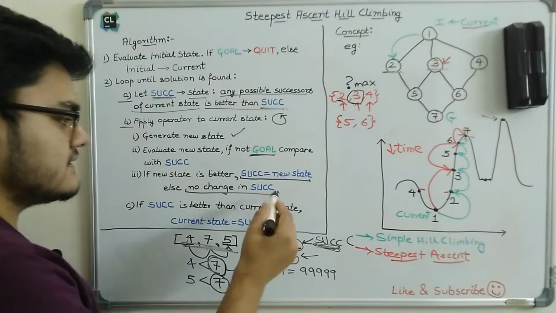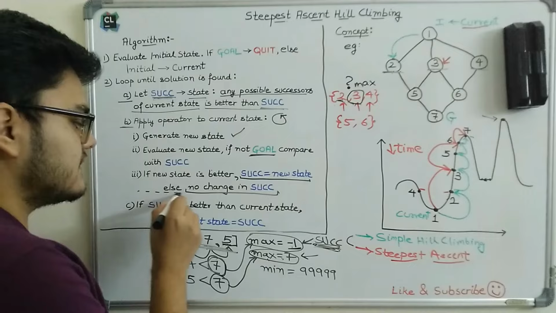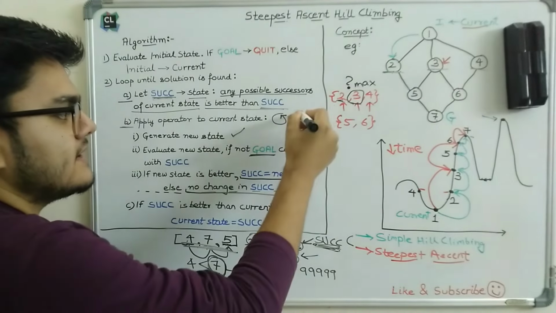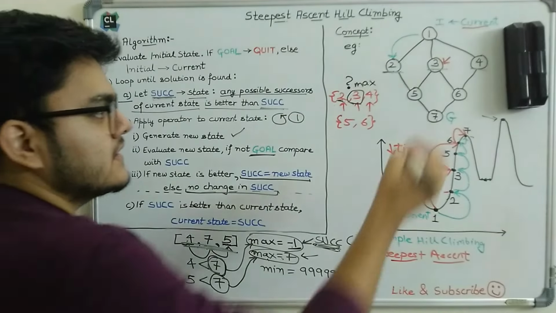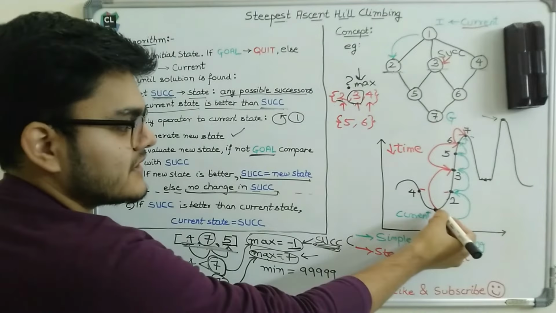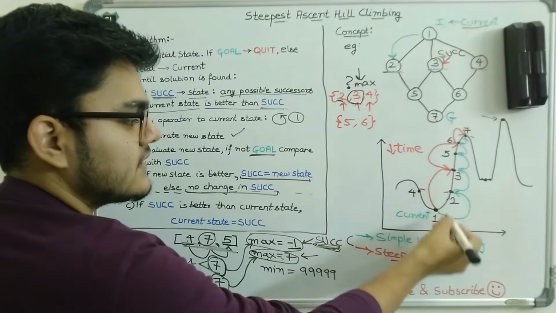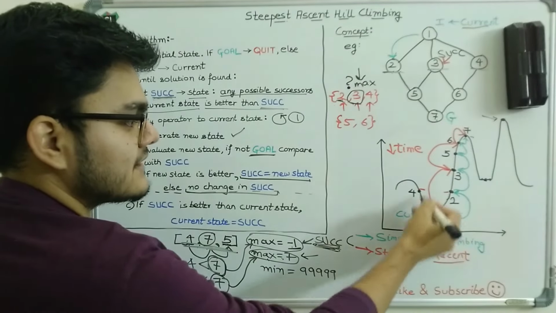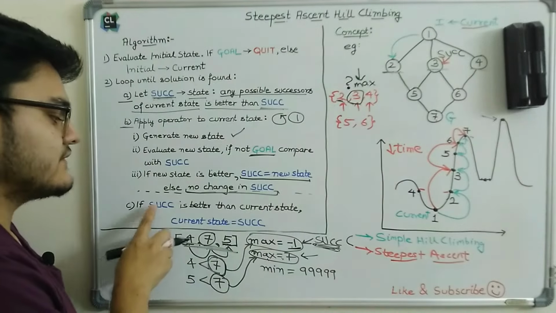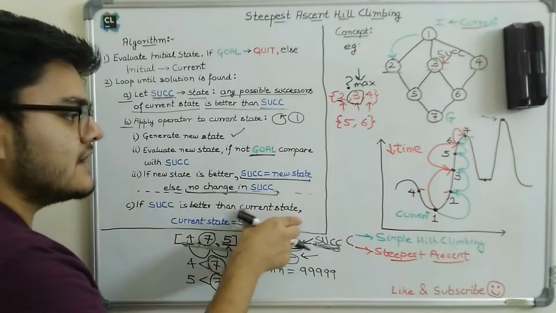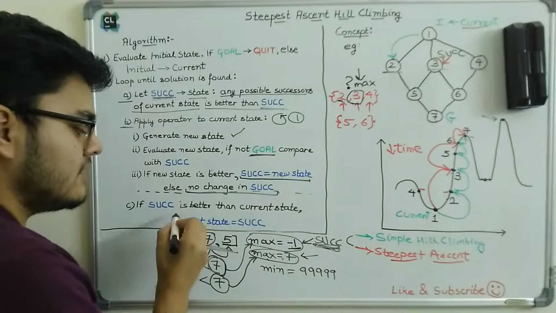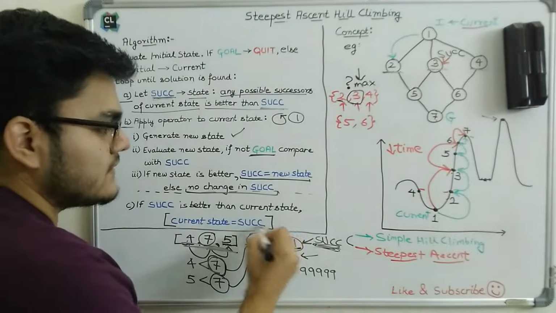So after this third step and the first iteration of this loop, let's say this is the first iteration, you are going to get successor as 3, right? So the jump is going to be from 1 to 3, right? So we are going to assign the current state to the successor here, right? So that's the last step. If successor is better than the current state, you can see that successor is 3 and it is better than the current state. We are going to assign the current state to the successor.